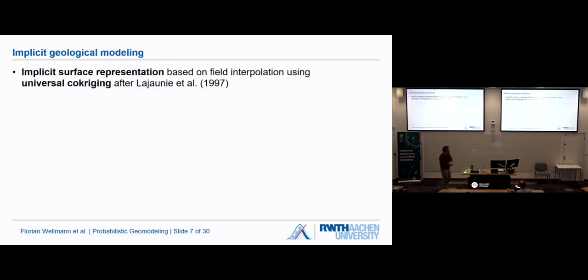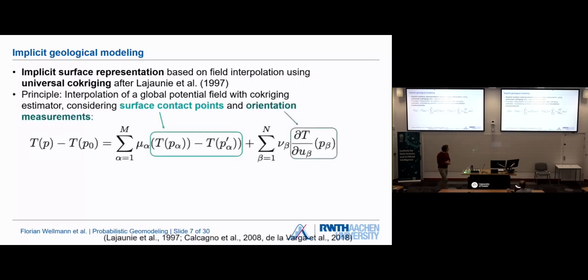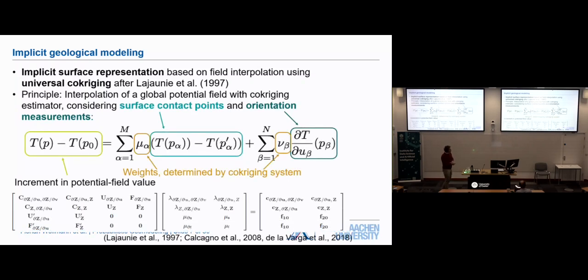This has been used a lot in different varieties. I saw this also yesterday, in a talk by Guillaume with a bigger picture, even more approaches. What we use here is a specific implementation of an implicit surface representation, not going too much into the details, but it's a geostatistical approach where we use information from surface contact points and orientation measurements in space. We combine those into the calculation of a 3D field, and then we extract surfaces from the 3D field, as you heard yesterday as well, to get to our geological surfaces.